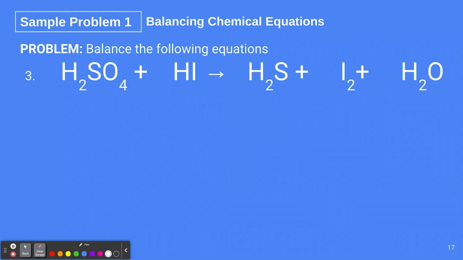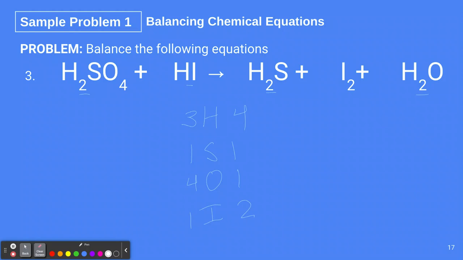All right, now this last one, I've got a lot of hydrogens all over the place. I've got sulfur, I've got oxygen, and I've got iodine. So hydrogens on the left-hand side, I have 2 and 1 for 3. Sulfur, I have 1. Oxygen, I have 4. And iodine, I have 1. On the right-hand side, I've got 2 plus 2. I have 4 hydrogens. Sulfur, I have 1. Oxygen, I have 1. And iodine, I have 2.